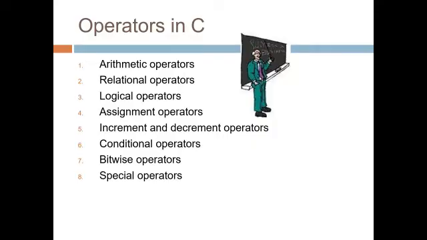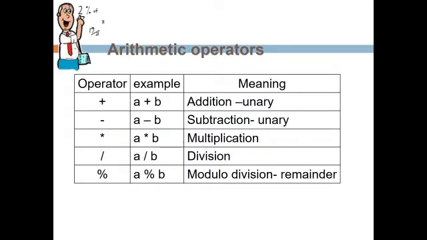Similarly, when we talk about operators in C, there is a list of operators available. The types are arithmetic operator, relational operator, logical operator, assignment operator, increment and decrement operator, conditional operator, bitwise operator, and special operator. We are going to see first the theoretical part of these operators, and then we will implement them practically one by one.